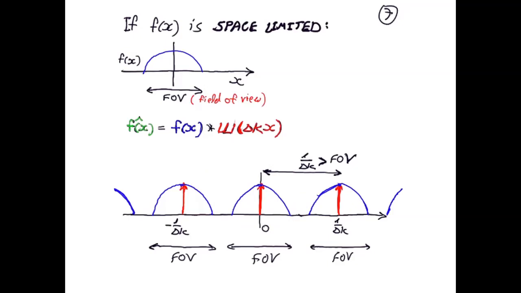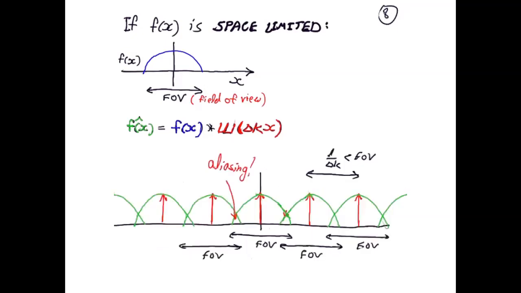Now, what if I don't sample very finely in the frequency domain, but I sample more sparsely? That means that delta K is bigger, so 1 over delta K is smaller. If 1 over delta K ends up being smaller than the field of view, then I would get this situation where each of these replicas might overlap a little bit with each other.